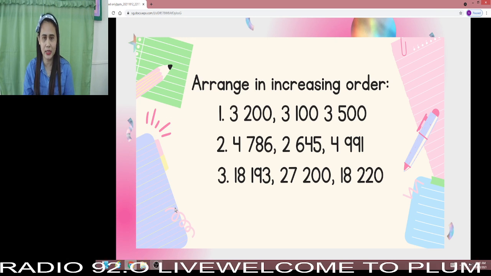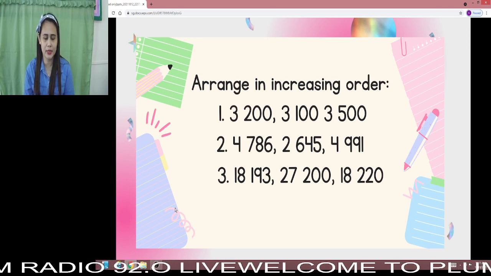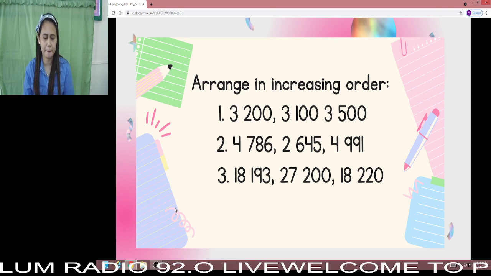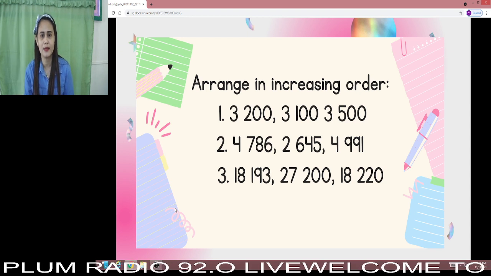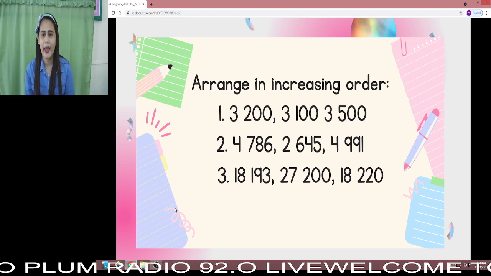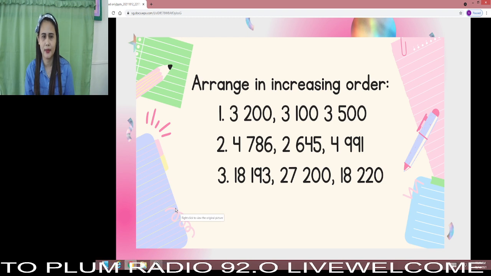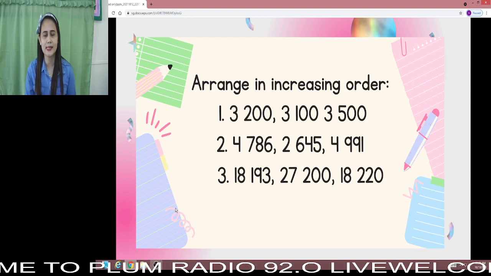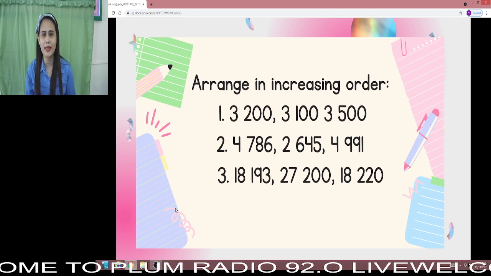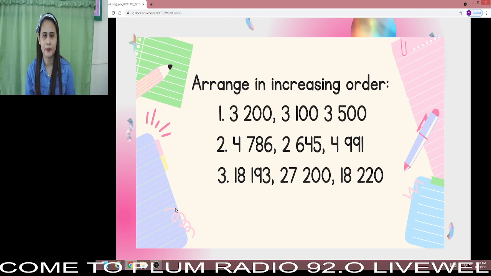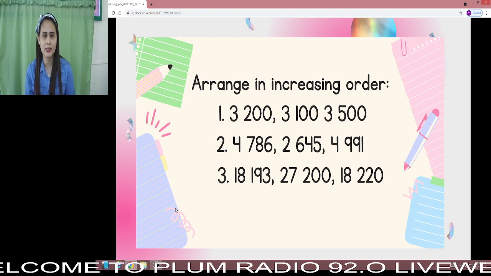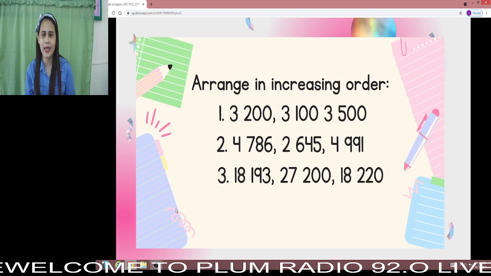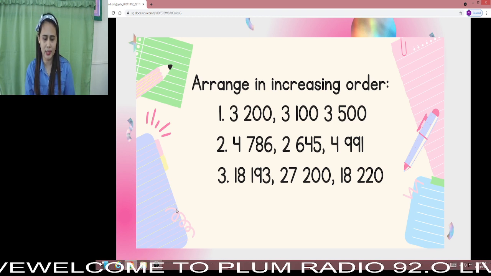For the next activity, arrange the following in increasing order. You have 5 seconds to answer. Number 1, 3,200, 3,100, and 3,500. Number 2, 4,786, 2,645, and 4,991. Number 3, 18,193, 27,200, and 18,220.